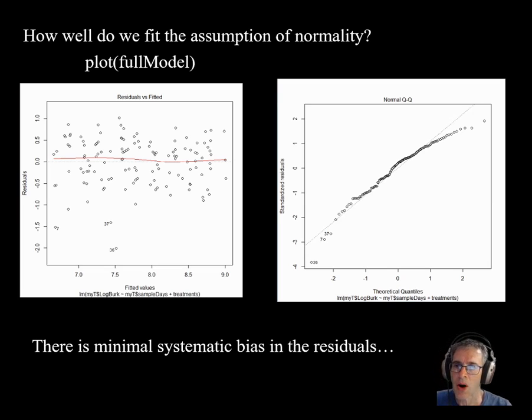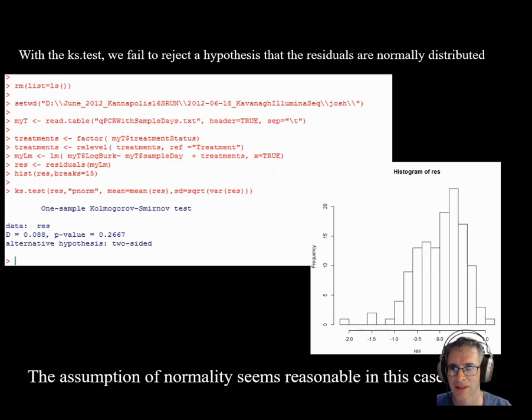As always, we can ask how well do we fit these assumptions of normality, and as always, we can use plot full model here, and R will give us the residual plot and check the residuals for normality with QQ norm, and you can see that in this data set the assumption of normality seems quite reasonable, and so we don't feel that there are problems with these assumptions in our use of these models in this case.